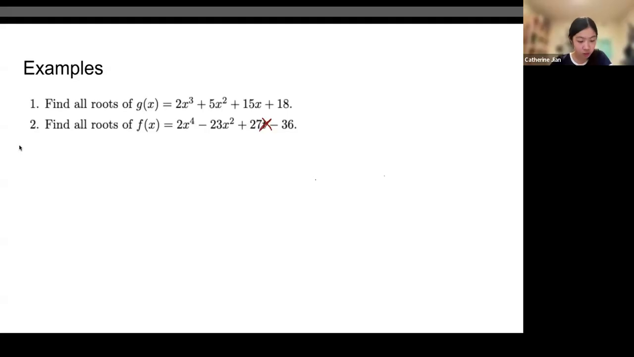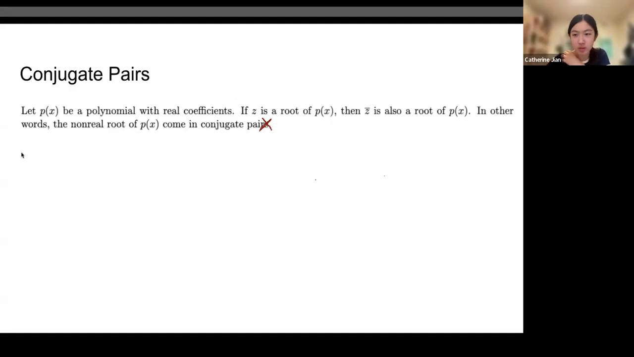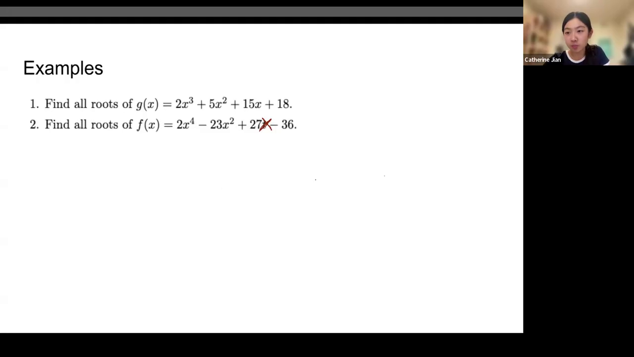Using the rational root theorem, we can test possible factors of the constant term divided by the factors of the leading coefficient. If you test enough out, you'll get that for the first one, x is equal to negative 3 over 2. x is equal to negative 3 over 2 is a real root.